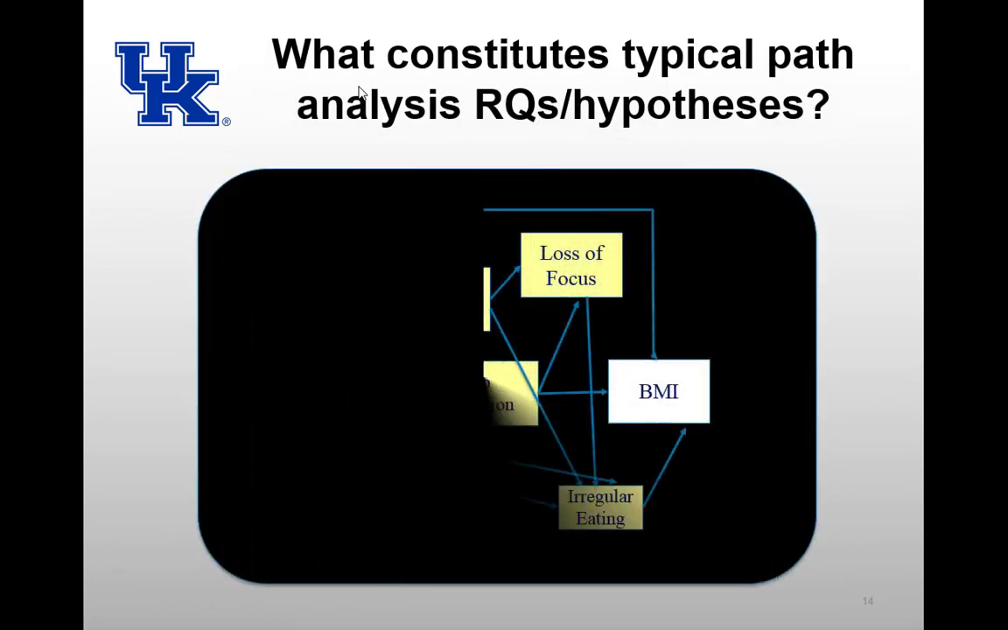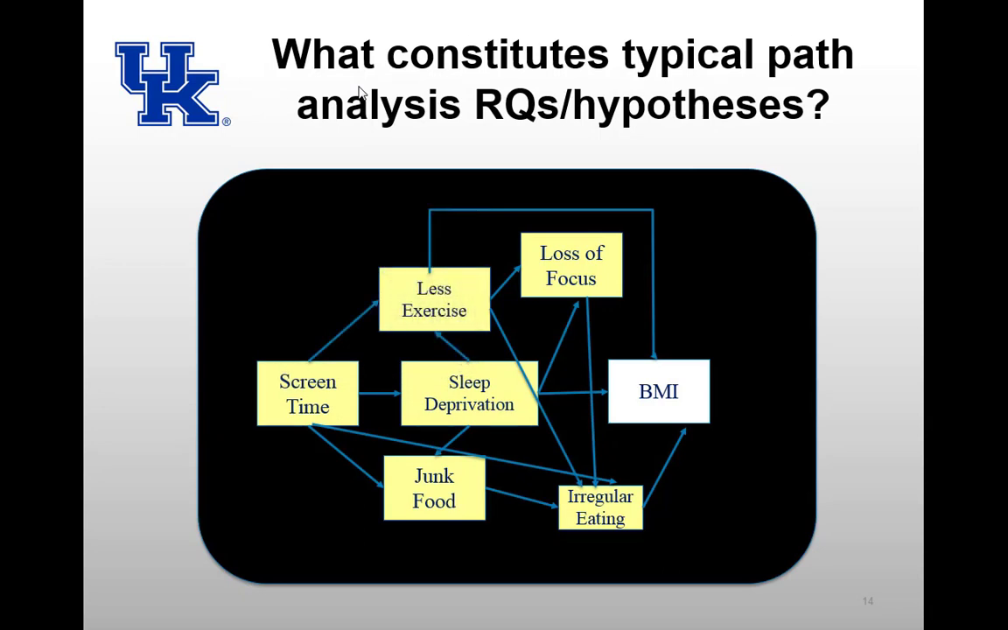And therefore, you could end up with this. So you got your path model. This is a hypothetical. It's not theory-based. So we're saying, for example, screen time causes sleep deprivation, and that in turn causes loss of focus, and the sleep deprivation causes obesity, and so forth.